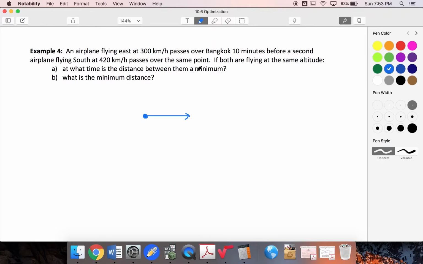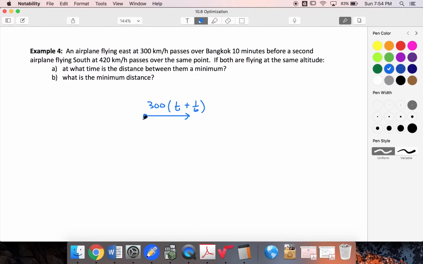And if I want to think about how far it's traveled, because I want to know at what time the distance is a minimum, so if I'm going 300 kilometers per hour, then this distance is going to be given by 300t, or if I want to let time be how long this plane has flown, then I could have t plus 1/6. Notice this is kilometers per hour. I had 10 minutes, and so 10 minutes is 1/6 of an hour.